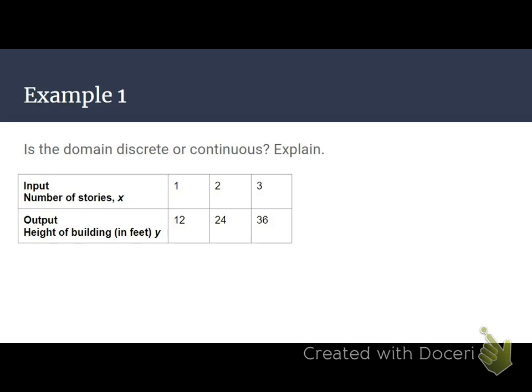Is the domain discrete or continuous? Explain. So you might want to copy this down. The input or the x values would be number of stories, meaning like floors in a building. We're not meaning books. Number of stories or floors of a building. And the output is the height of the building given in feet. All right, so do we think this domain is discrete or continuous? Does it only have certain values or can it have lots of different values?